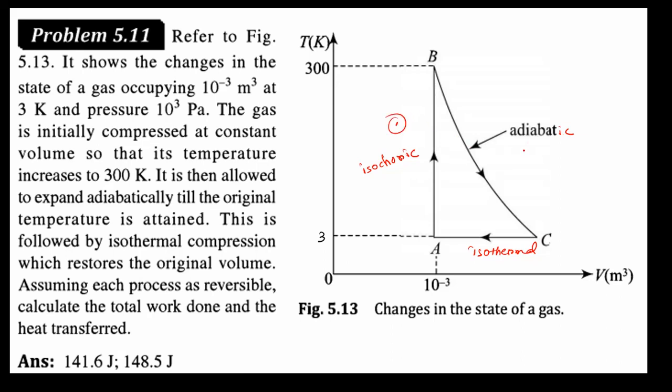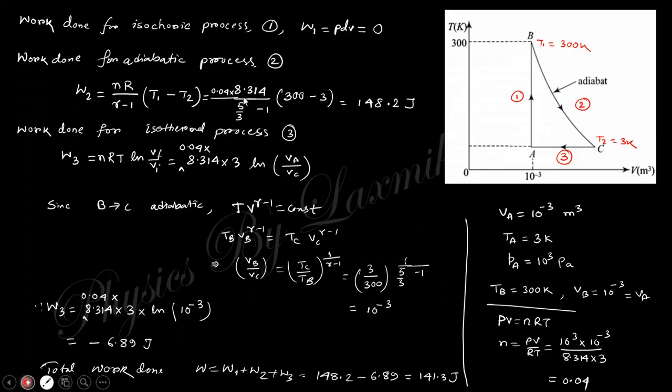And this is the first one, this is the second one, and this isothermal is the third one, right? So you need to find out work done and heat transfer. You can see for the first one the volume is constant, so work done is 0. For the second one, an adiabatic expansion, you need the volume, and here you need to find out the value of n moles. You know PV equals nRT, so n equals PV by RT, and at this point P, V and T are given.